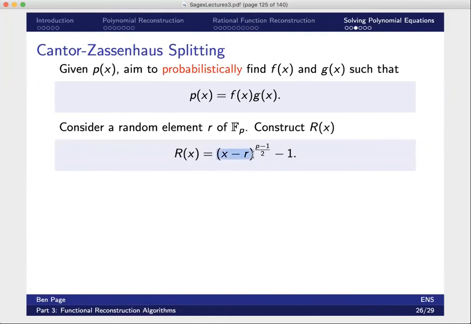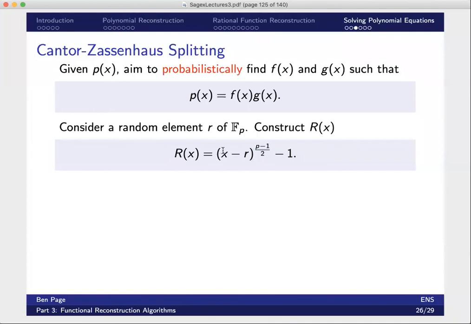And this is just (X − R)^((p−1)/2) − 1. Now, why have I done this? Well, the reason is that we might remember from Euler's criterion, if I take an element of the field and I raise it to (p−1)/2, 50% of the time, if it's a quadratic residue, I get 1.